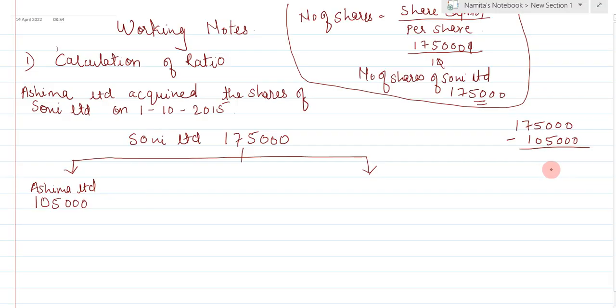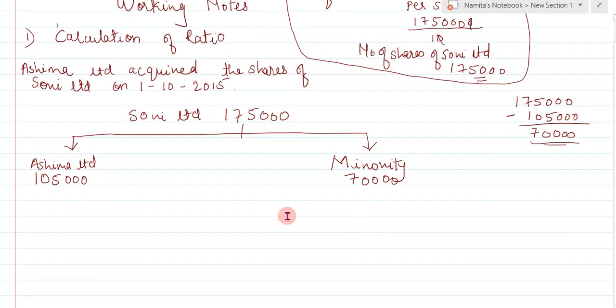Now the remaining shares are how much? 1,75,000 minus 1,05,000, we get 70,000. So these 70,000 shares belong to the minority. Minority means other shares, other investors. So minority shares is 70,000. Okay, now find the ratio.